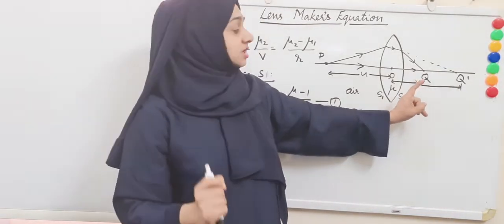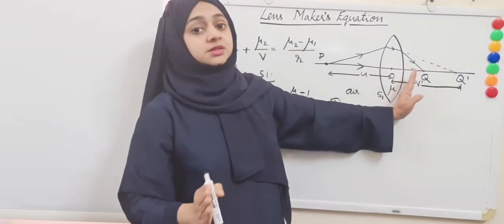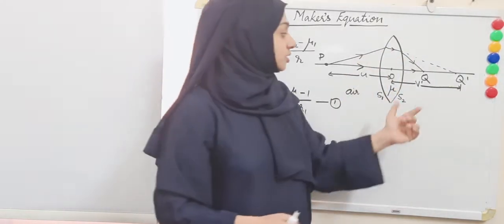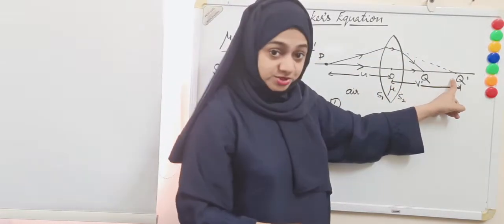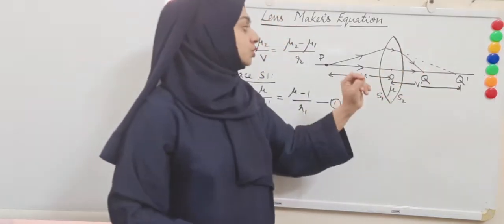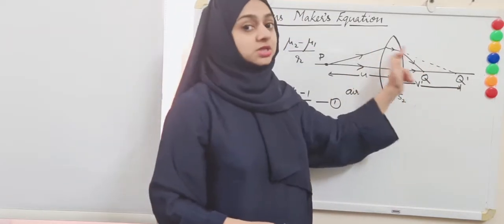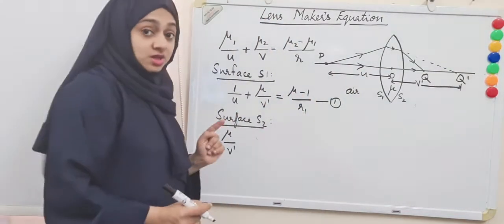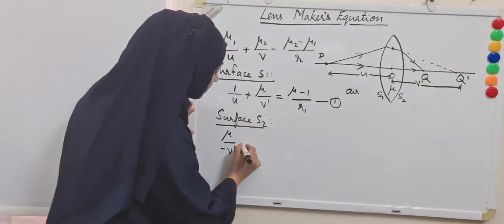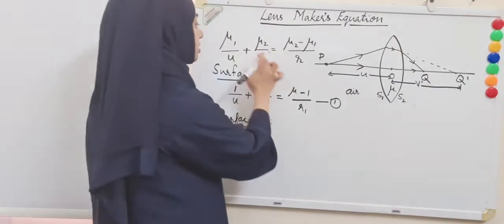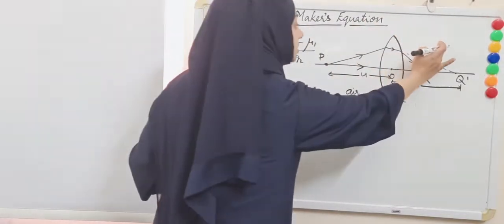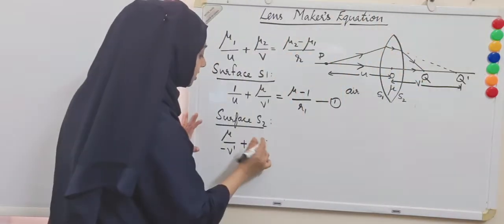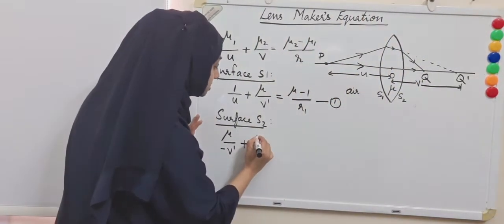Because by positive sign convention, the object distance can be considered positive only if it is on the side from which the light is incident. So, here this is the virtual object for the refraction at surface S2 and it's not on the side from which the light is incident. So I will consider here minus V prime as the object distance, plus mu or mu2. Mu2 is the refractive index in the second medium. So here the second medium is air. Light is going to air. So I will consider it as 1.